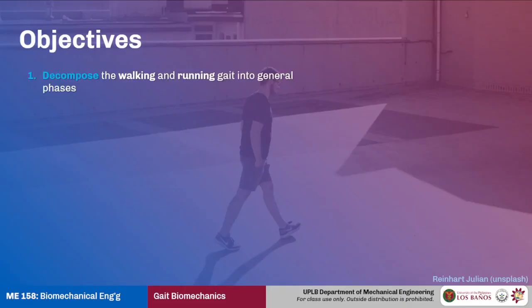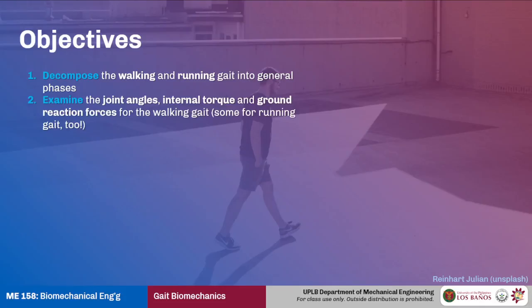So, our objectives for this lecture is actually quite a lot. Bear with me. So, first, we want to decompose the walking and running gait into several general phases. So, of course, we're engineers. We want to have some bit of order in the chaos that is our movement. We also want to examine the joint angles, the internal torque, the ground reaction forces, basically the inverse dynamics of this entire thing for the walking gait and some of it for the running gait as well. We also want to differentiate walking and running because, well, maybe in your minds, running is kind of like walking on two times or three times speed. They're actually quite different.